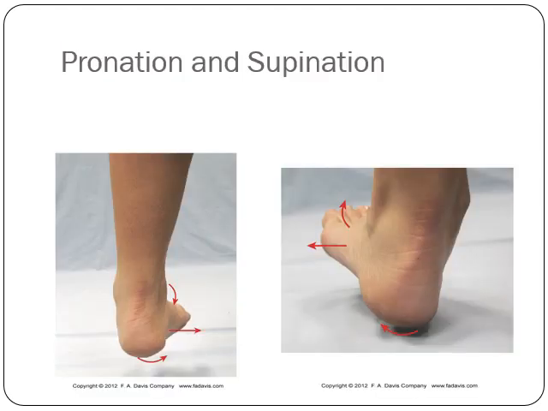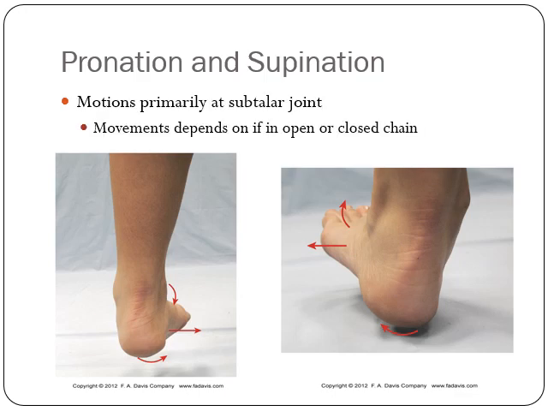So we've discussed a lot about pronation and supination. These are going to be motions primarily occurring at the subtalar joint. Now the movement depends on whether you're looking at open versus closed chain. We discussed open chain pronation and supination already. So when we're looking at this picture here, just to kind of review, here's your open chain supination and the motions that coincide with it. We did all this earlier. And here's open chain pronation with the motions that coincide with it. If you don't remember what these motions are, go back and review your notes because we already did it.